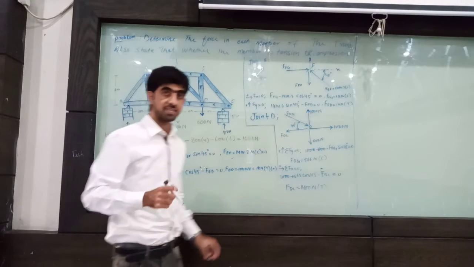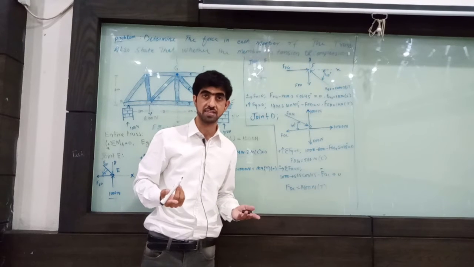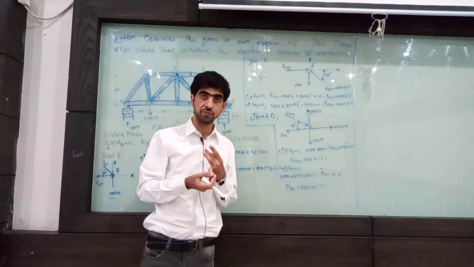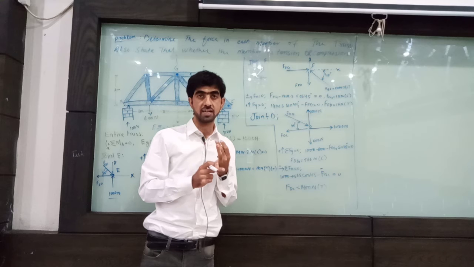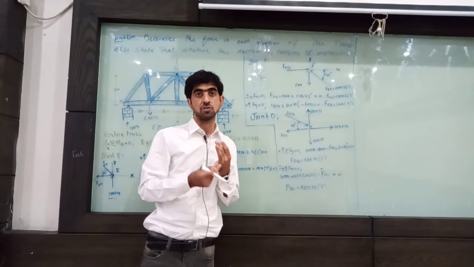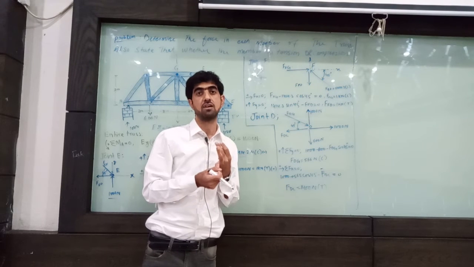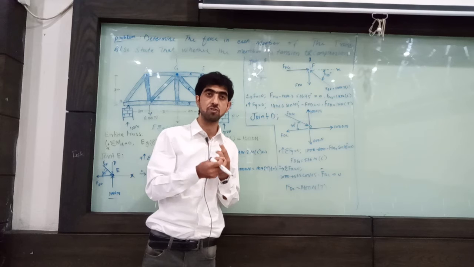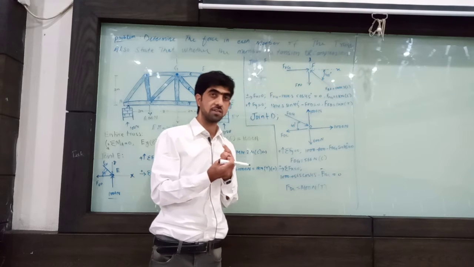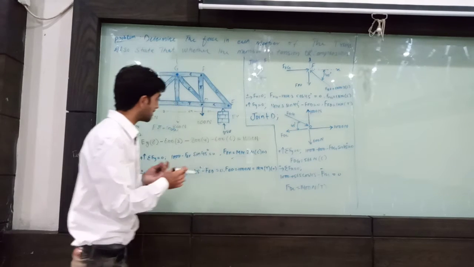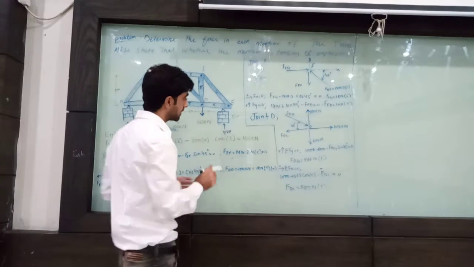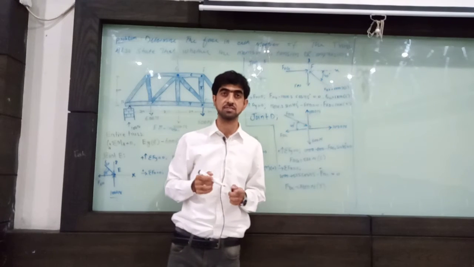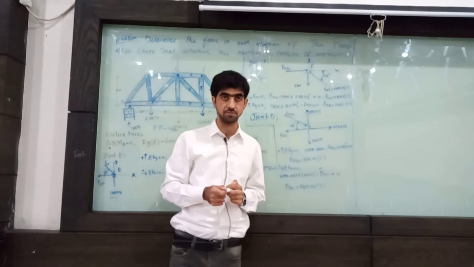So compression and tension. How to find compression and tension? If we find a value, if the value occurs in plus, we consider this is tension. This is compression. Minus, this is compression. If a plus value occurs, we say that is tension.